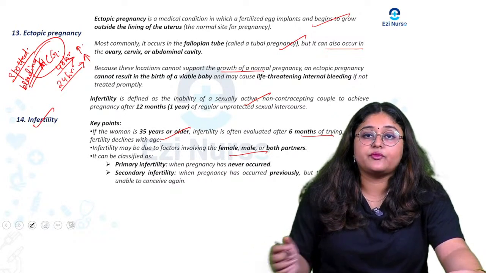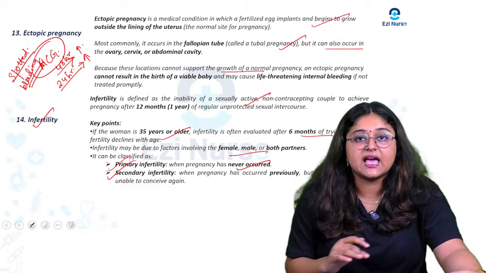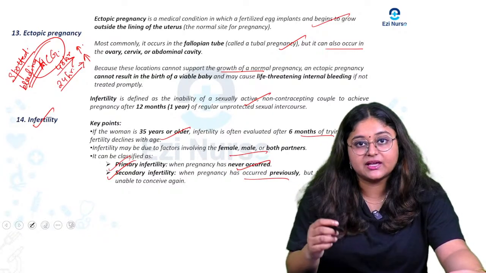So it can be classified into 2 types, primary and secondary. Primary infertility is when pregnancy has never occurred, and secondary infertility is when pregnancy has occurred previously, but after that they are not able to have a baby.